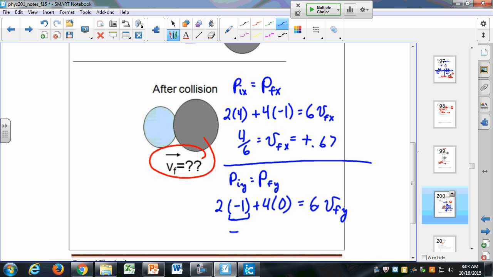I get negative 1/3. Y'all get the same? So in final vector notation, v final is 2/3 i minus 1/3 j. And you can go through and do the magnitude and direction if you want. Okay.